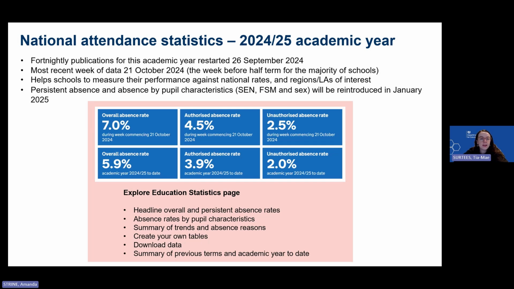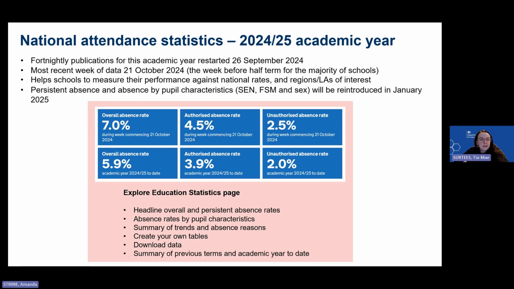The overall attendance rate was 7.0% for all schools, which had increased from the previous week where it was 5.9%. There was an increase across all school types, and the increase in absence before a half term is in line with trends that we've seen in previous academic years.